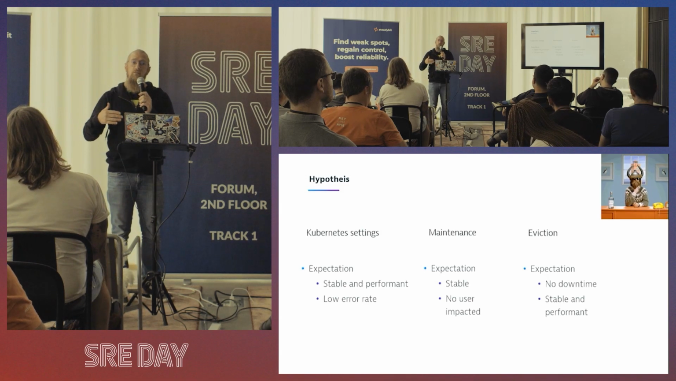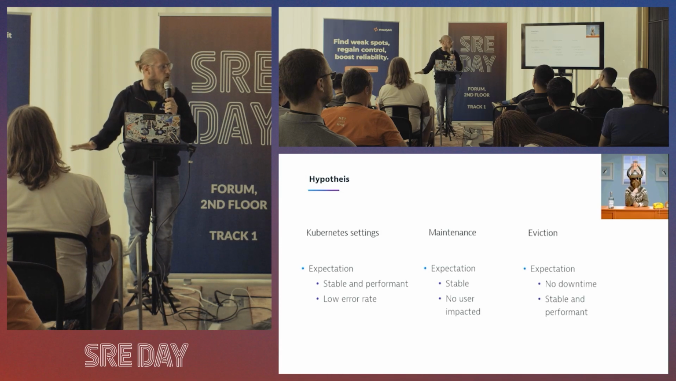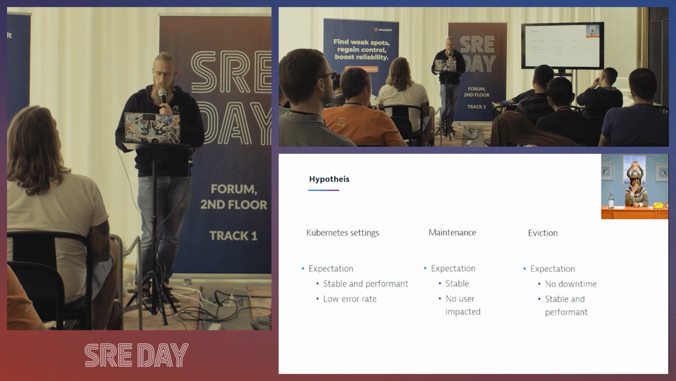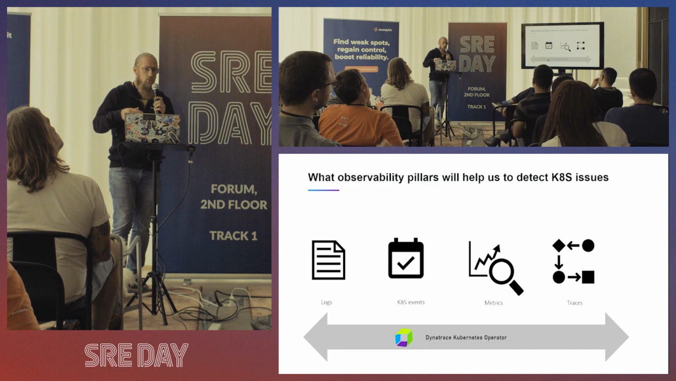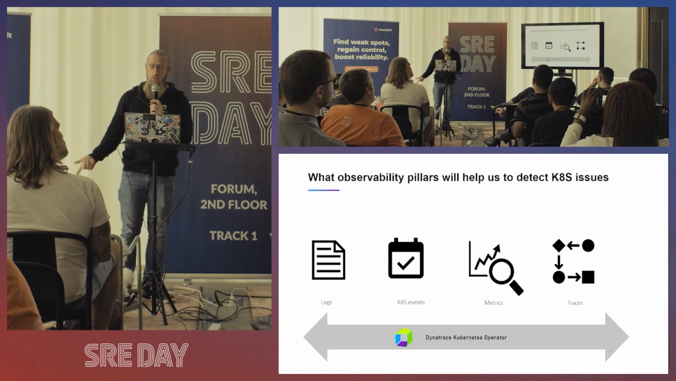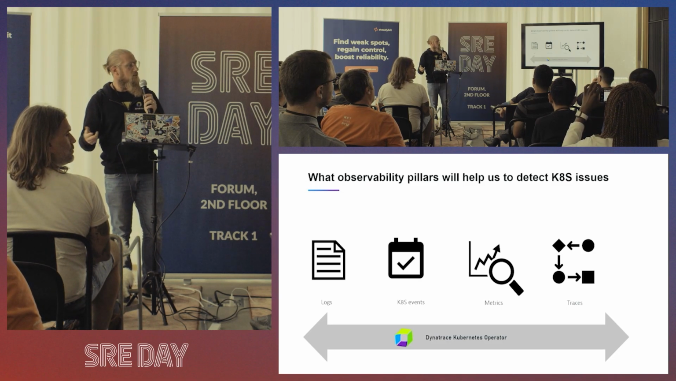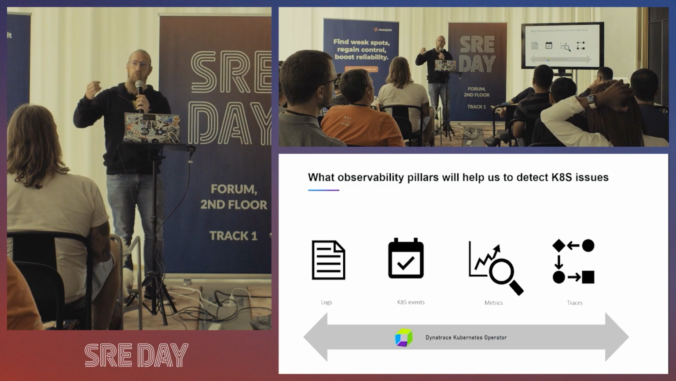So I don't want to have major downtime on my critical application. On the other ones, we can discuss, but on the critical ones, I don't want to have any downtime. We need observability, we discussed about it, so let's have a look at the different pillars of observability. So we have logs, we have Kubernetes events, we have metrics, we have traces, we have continuous profiling, but here we are talking about an infrastructure problem.